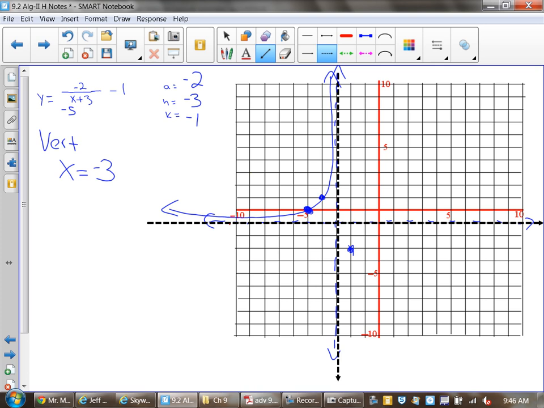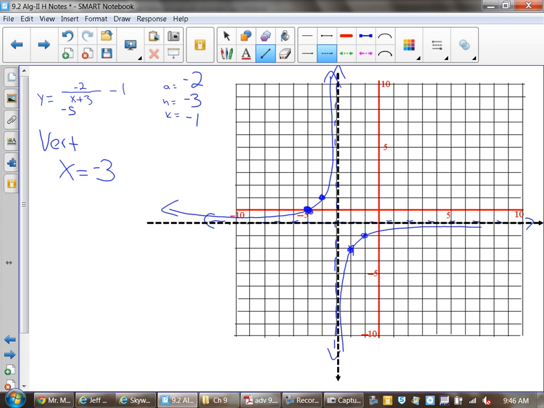Again, now I'm going to use -1. What's -1 plus 3? -2 divided by 2. -1 minus 1. And my curve is going this way. They're going to be mirror images of one another.